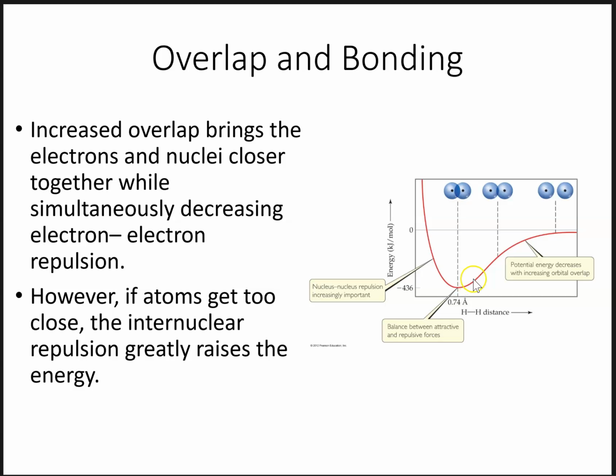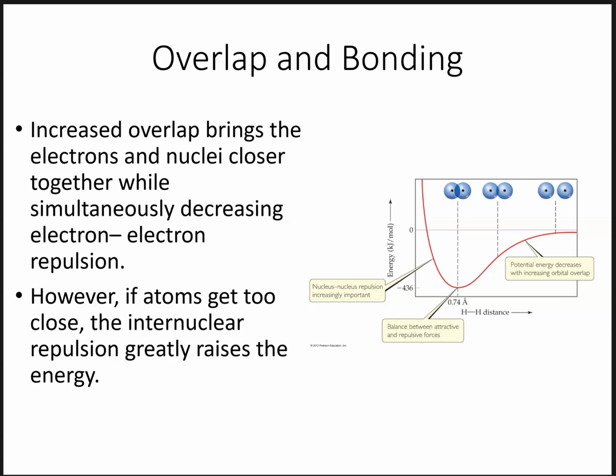Moving further away requires an energy input, and if things start becoming too close together, then the repulsive forces of the two nuclei become an issue. So there's an optimum bond length for every chemical bond.